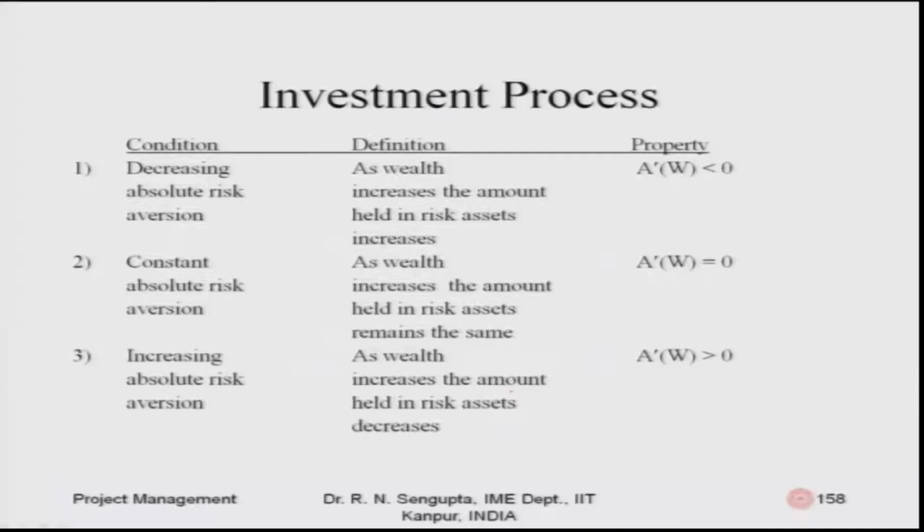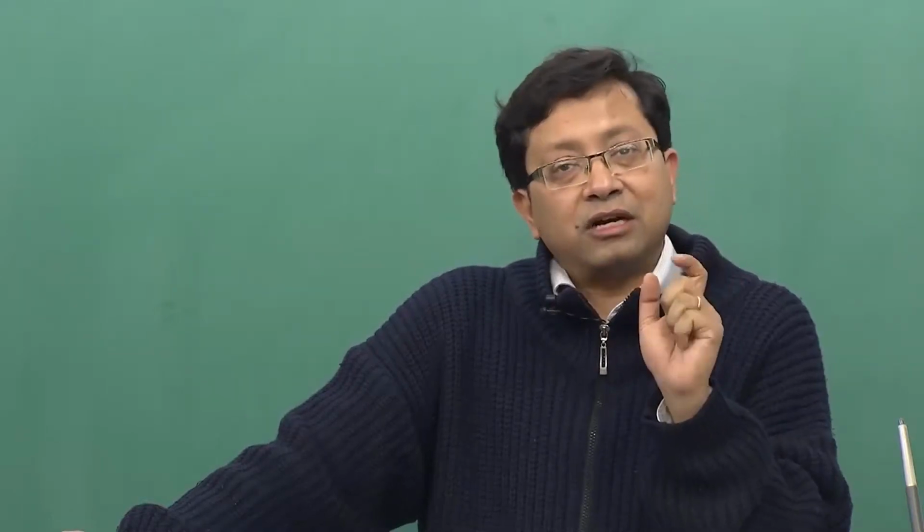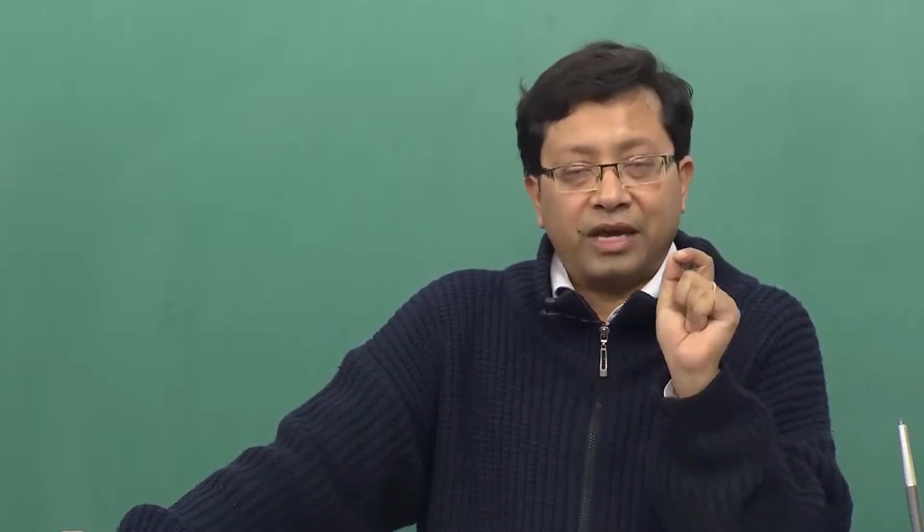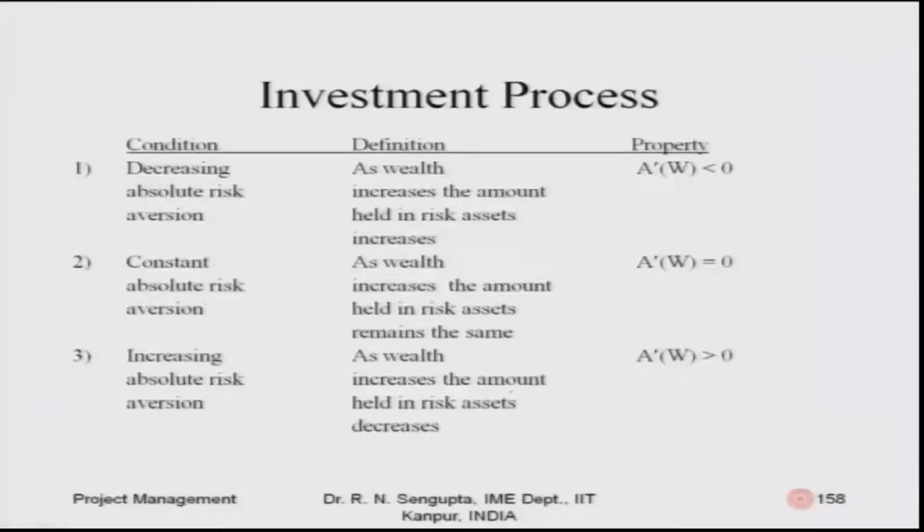If you consider the second point, it is clearly stated that as wealth increases, the amount held in risky asset remains the same. That means my total quantum remains the same. That means I am neither willing to take the risk nor willing to hate it, but I want to continue with my same concept that I am indifferent. So, hence the first derivative of A is 0. And if I come to the last point, it means A prime is greater than 0, which means as wealth increases, the amount held in risky asset decreases, which means I am not willing to take the risk as I increase more and more of my wealth.